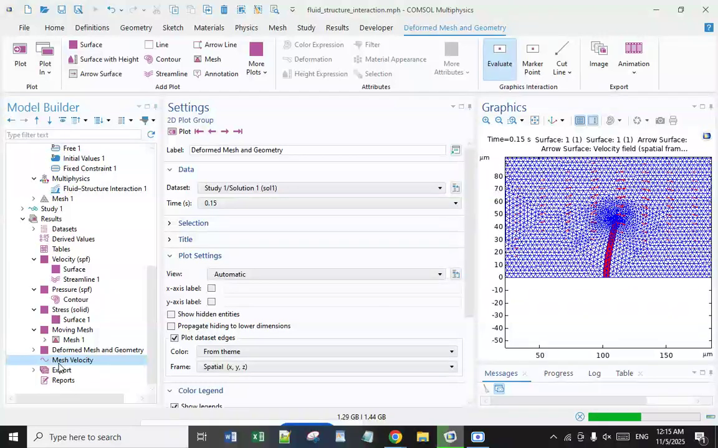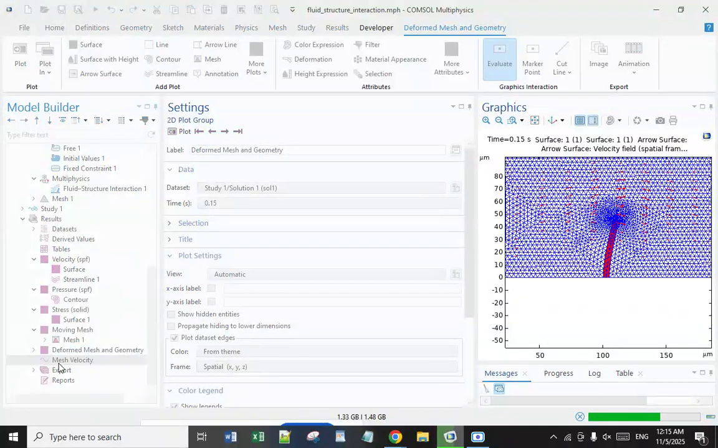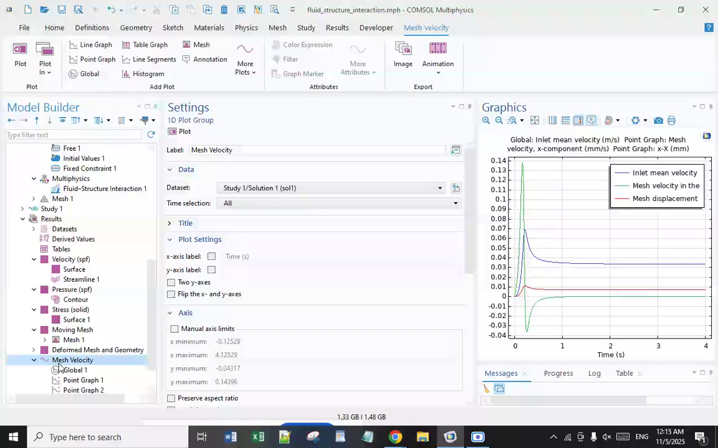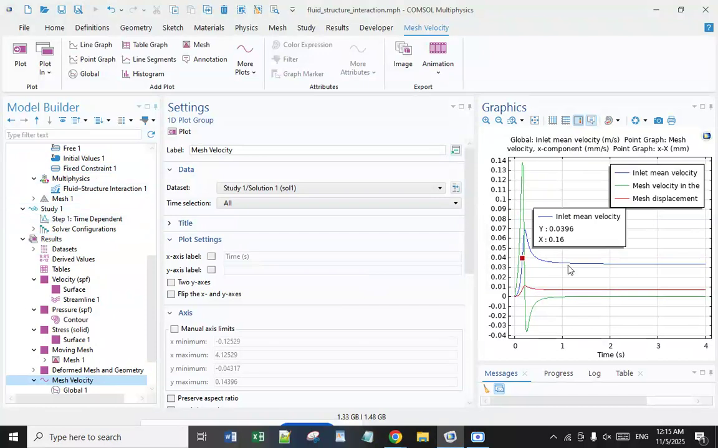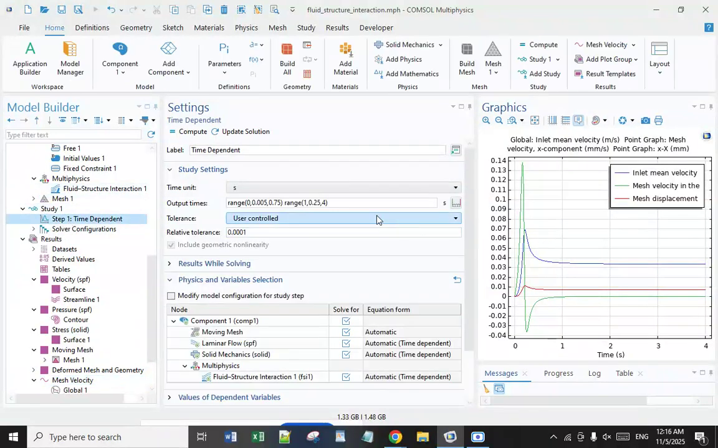Now there is a plot for mesh velocity based on time, because the study we have used is time dependent, about 4 seconds, and based on millimeter how much this has been changed, and the time dependent range is between 0 and 4. You can see we have two ranges, one is between 1 and 4. This is the 4 second.